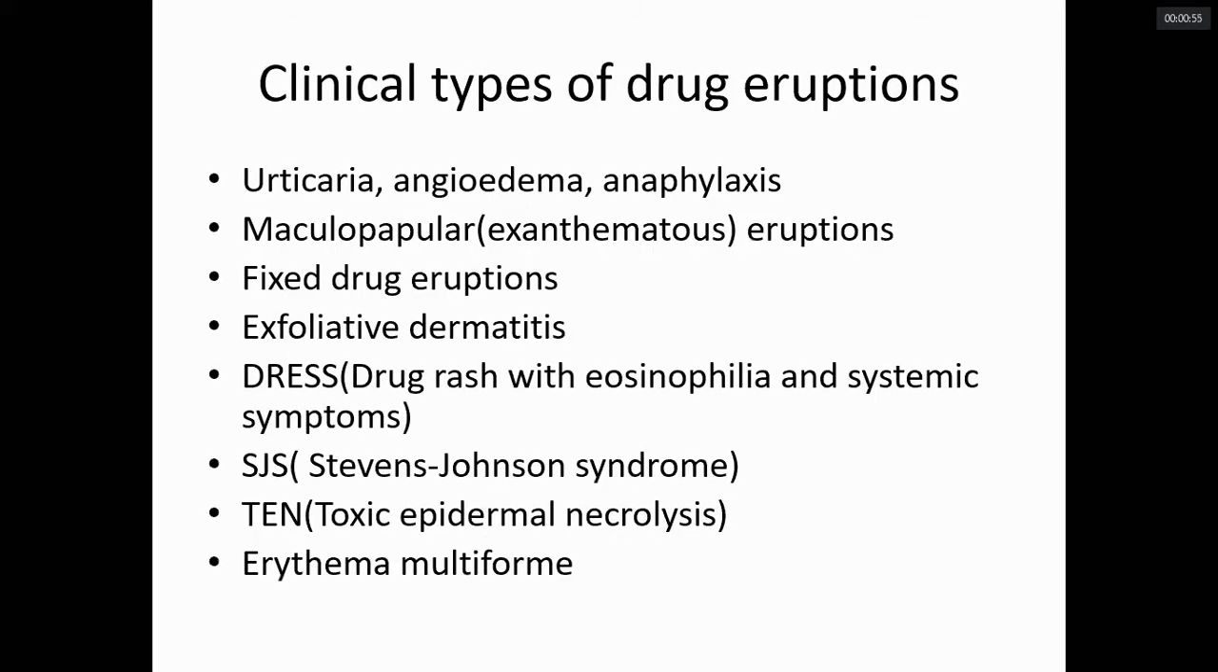Now the clinical types of drug eruptions. There are various types according to the morphology and severity of the drug reactions. These are urticaria, angioedema, and anaphylaxis, first. Second one is maculopapular or exanthematous drug eruption. Third one, fixed drug eruption. Fourth one, exfoliative dermatitis. Another is DRESS. The full form of DRESS is drug rash with eosinophilia and systemic symptoms. DRESS is also called drug hypersensitivity syndrome. Another is SJS, that is Stevens-Johnson syndrome. Another, toxic epidermal necrolysis, and erythema multiforme.